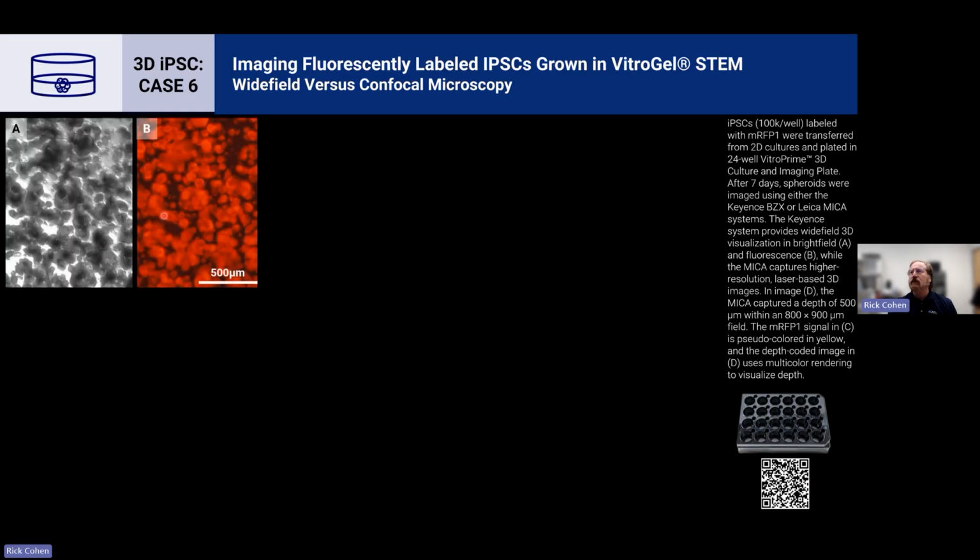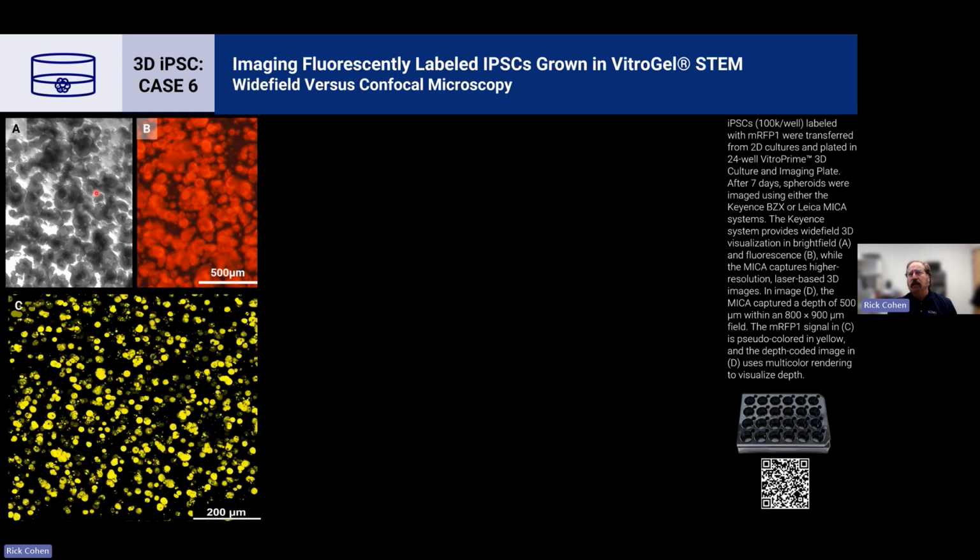So for the wide field, we're using a Keyence system, and you can see the spheroids. They look kind of piled up on each other, and that's because the wide field system doesn't really give you that 3D look or that capability. There's some functionality, but not like confocal.